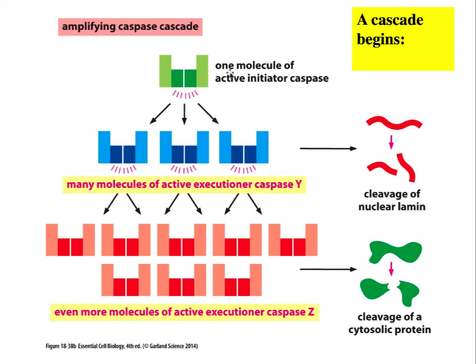Once the trigger activates the initiator caspase, that caspase, amongst other activities, can drive the conversion of more caspases. Those are called executioner caspases. So students need to learn initiator caspase and executioner caspase. The executioner caspases have multiple actions.